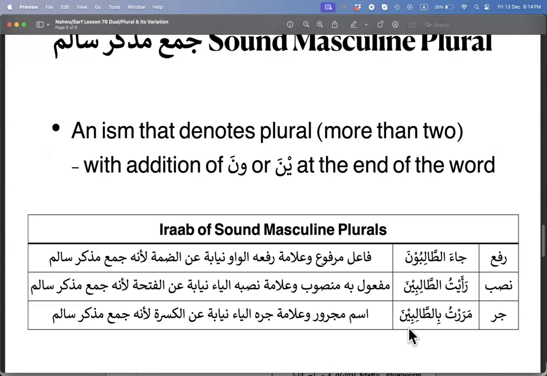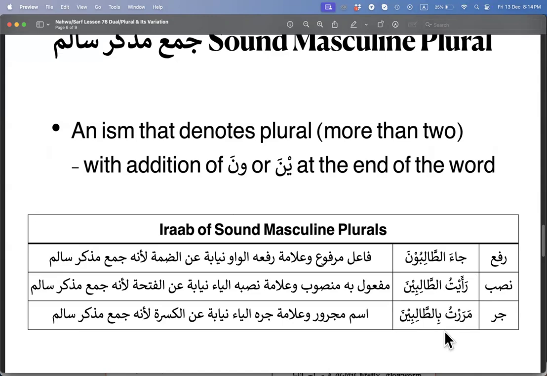niabatan anil dhamma or anil fathah, anil kasrah, li'annahu jamak muzakkar salim. Yes. This is easy, too easy, in fact. But yes, Brother Zizi, can you read and translate the 3 examples here?